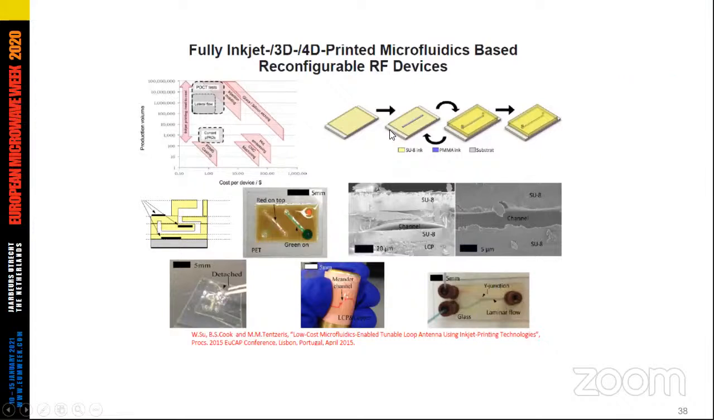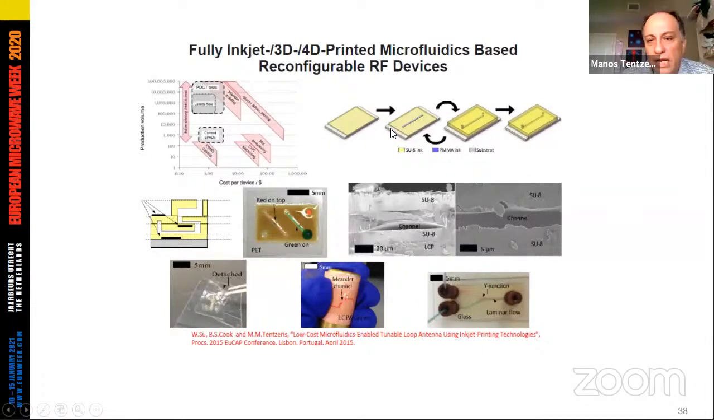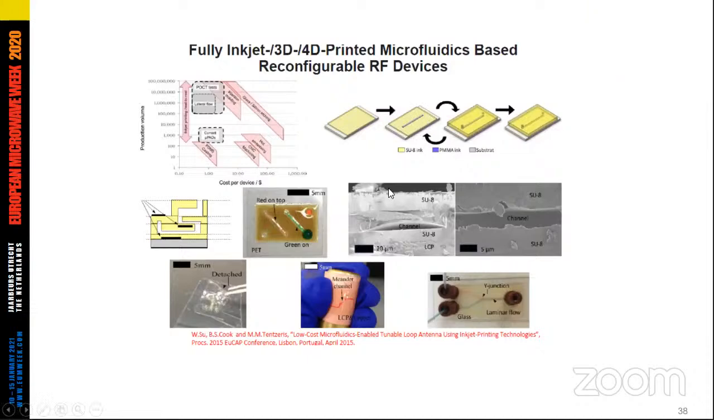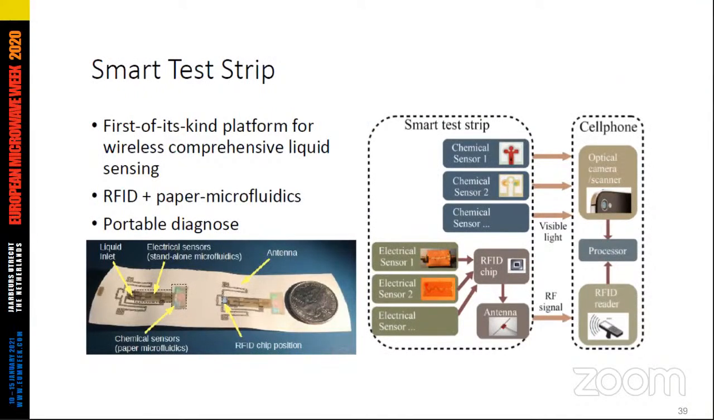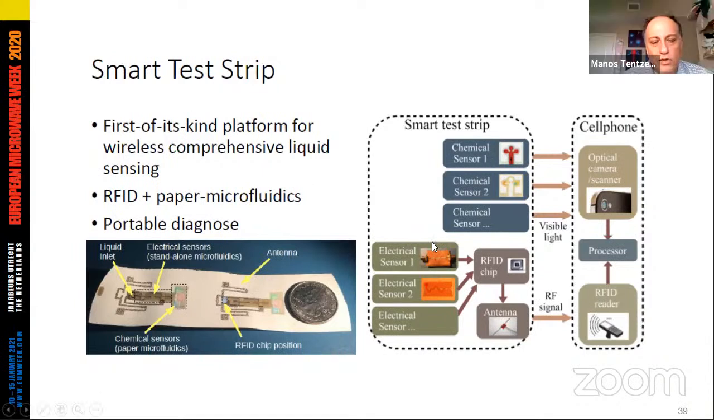And all of this can be done utilizing SU8 and PMMA. Nothing special. You remove the PMMA, you wash out the PMMA, and then you can come up with a very effective channel. So this way it was possible to come up with smart strips doing sensing of multiple parameters. Here you see two of them.